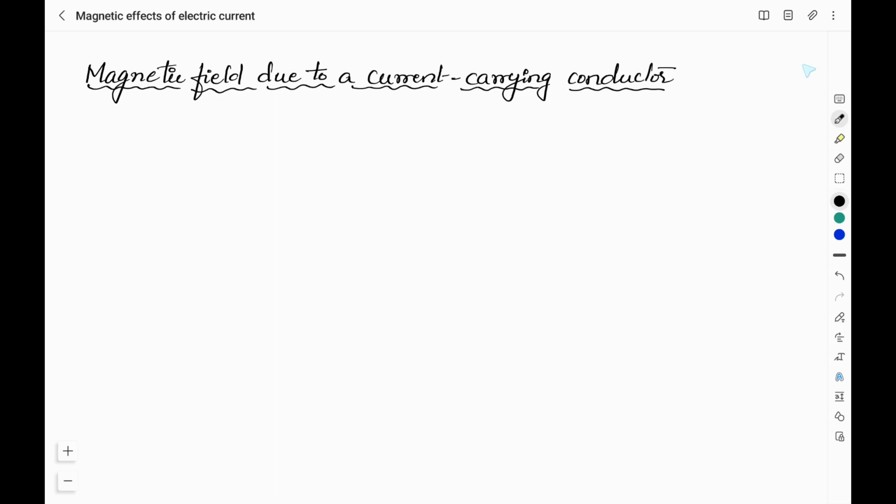Next, we need to discuss the magnetic field due to a current carrying conductor. Here we will consider three cases of conductor. First we are going to consider a straight conductor. Then we are going to consider the conductor in the form of a circular loop. And the third case, we are going to consider a solenoid.